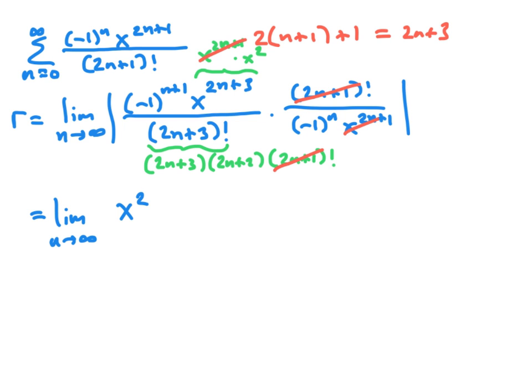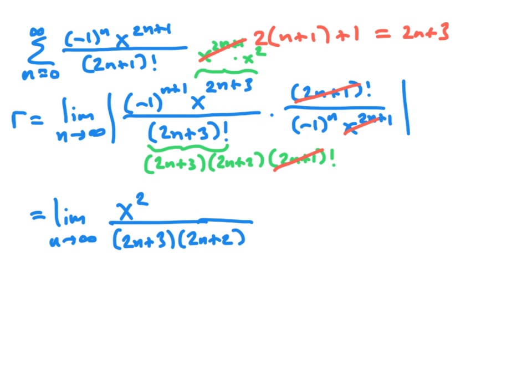We can leave that in absolute value if we like, but of course x squared will always be 0 or positive. It'll always be non-negative, and so no need for absolute values there. All over 2n plus 3 times 2n plus 2. And those values are also always positive, and so no need for the absolute values there. Notice the negative 1 to the various powers were canceled out with the absolute value.